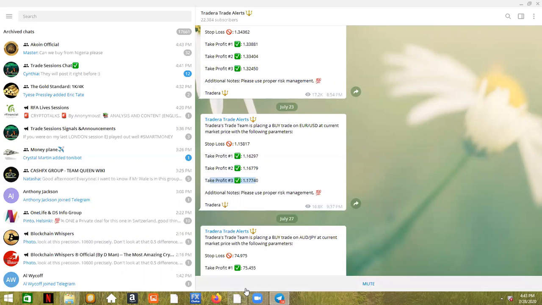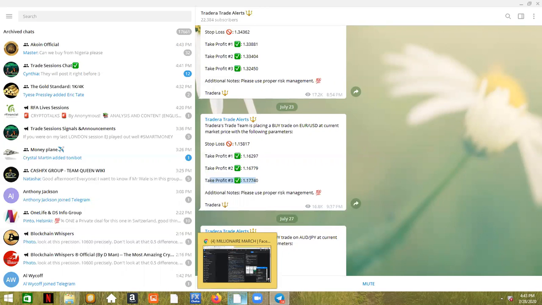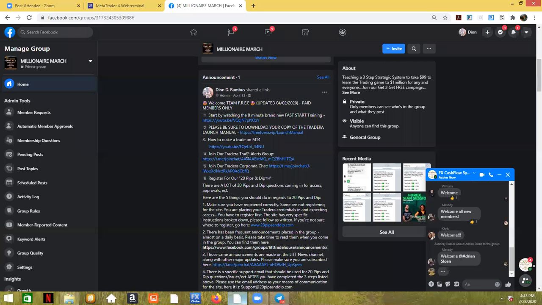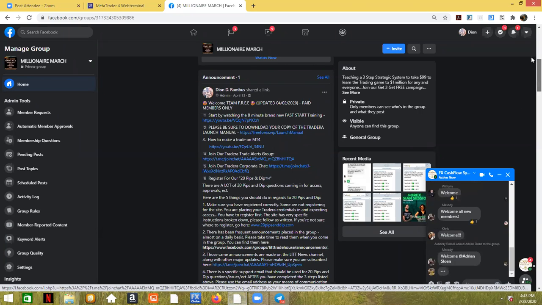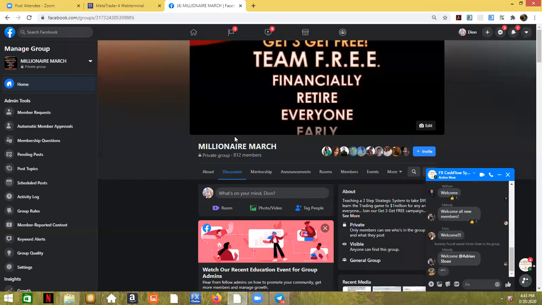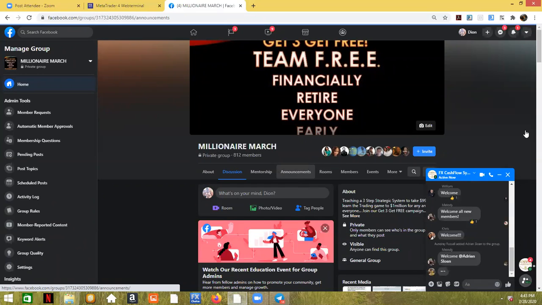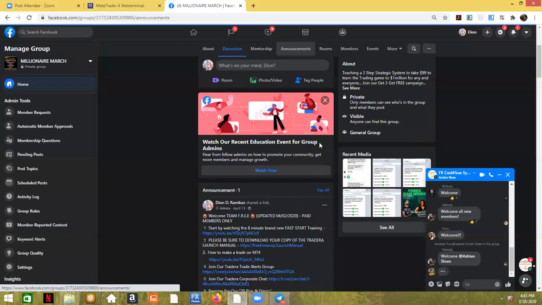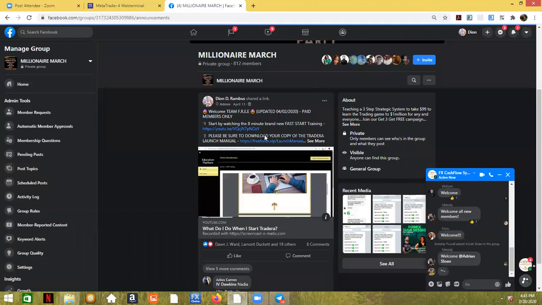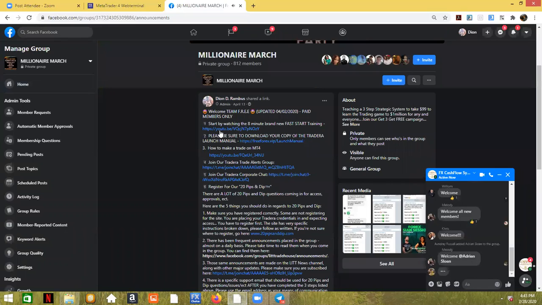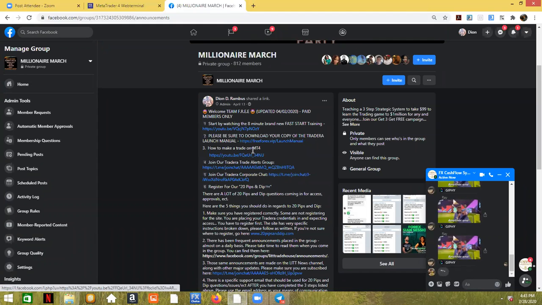Okay, so let's jump right into the MetaTrader 4. Okay, so I just showed you how to get the trade alerts, right? That's number 4 in the announcements tab in the Millionaire March. How do you find that? First, you join Millionaire March, then you go on the menu tab above and you click announcements. On announcements, you'll see that pre-posted, pinned posted alert right here. This announcement is pinned to the top, so you'll see it every time. And it has everything you need, right? So number 3, how to make a trade on MetaTrader 4. Number 4, trade alert group.